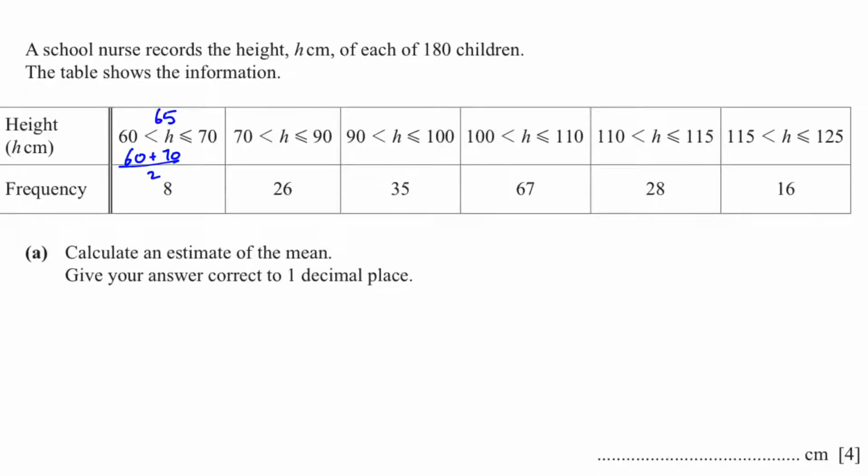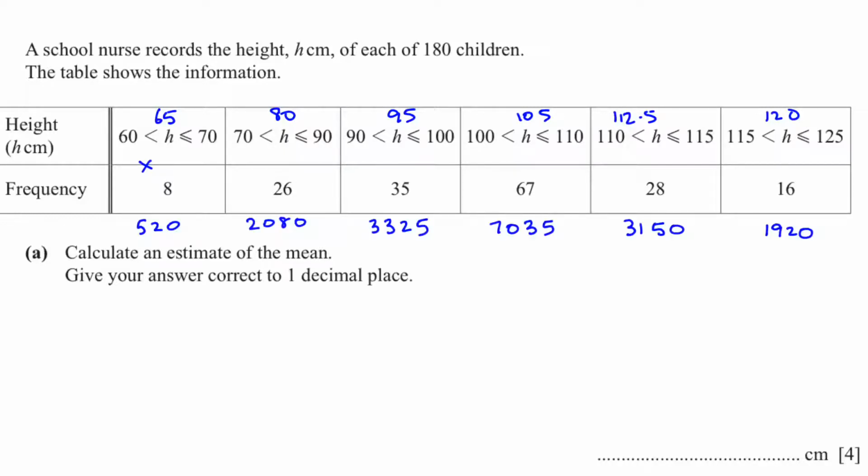The same we are going to do for H. This will give us 95, 105, 112.5 and 120. After you do so, you have to multiply the midpoint by the frequency. So 65 multiplied by 8, these are the numbers we will get. 80 multiplied by 26, 95 multiplied by 35.